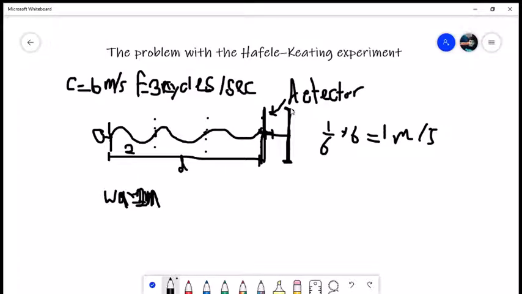But the detector would have moved to this position, and not all the 3 cycles would have passed, even though 1 second has passed. Then when the 3 cycles finally pass the detector, more than 1 second would have passed. That's why the detector would detect less time. The detector will detect that 1 second has passed when more than 1 second has passed, and that means the detector will actually show less time passing than the other detector on Earth that's stationary.